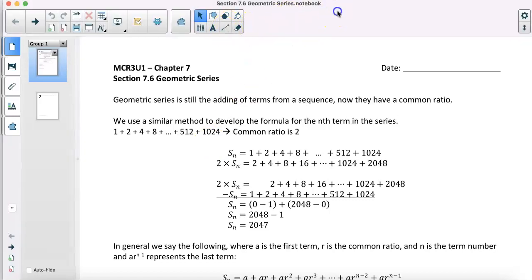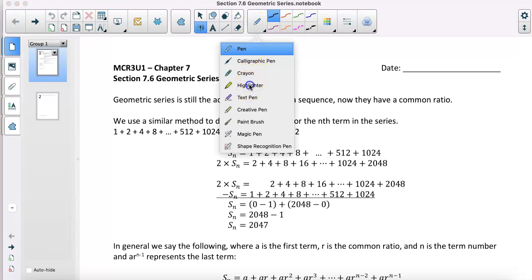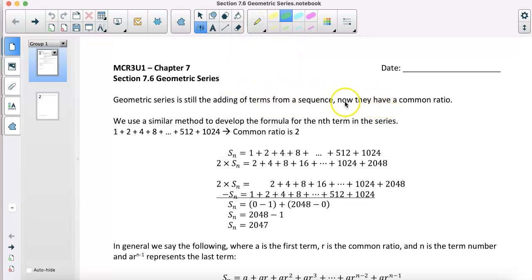Hi, Lindsay. So today we're going to look at our final section of Chapter 7, which is Geometric Series. Again, a geometric series is still adding the terms together of a sequence, but this time the only difference is that the sequence of numbers has a common ratio.